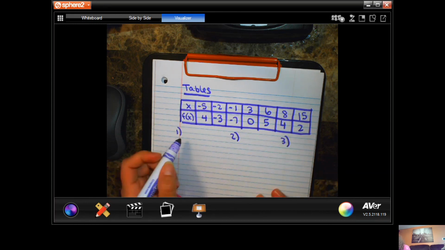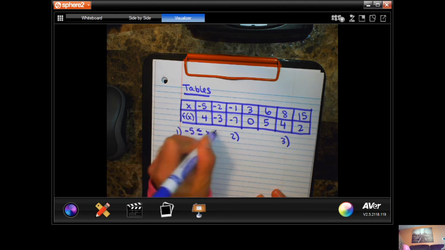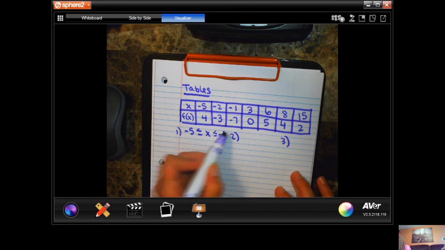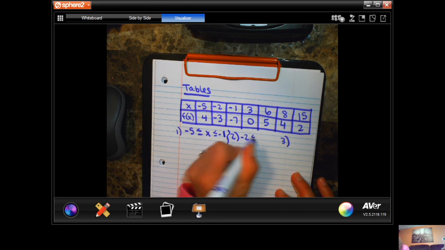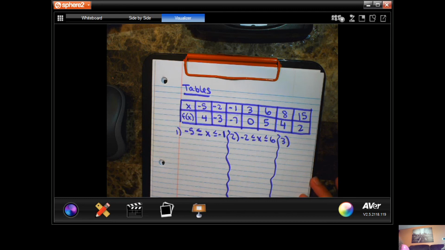So we're going to find the average rate of change from negative 5 is less than or equal to x is less than or equal to negative 1. I'll give you the next one in case you're wanting to do that one next. Negative 2 is less than or equal to x is less than or equal to 6. And the last question is going to say, is the table linear?